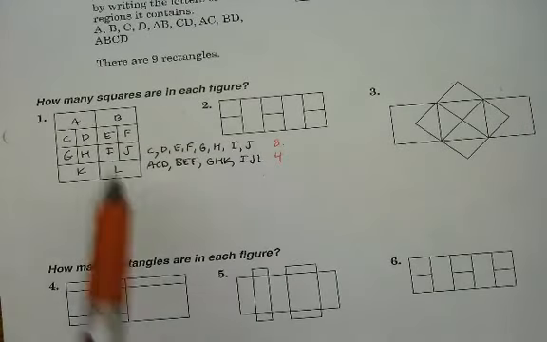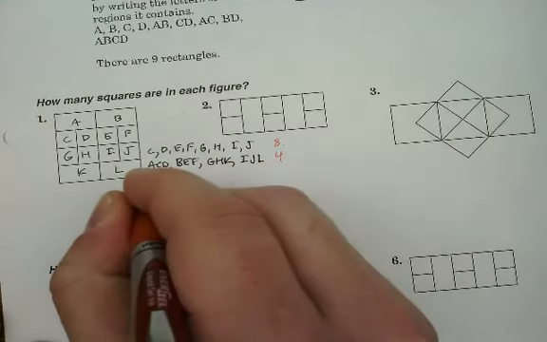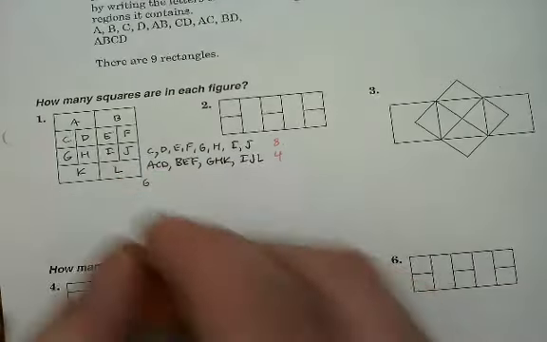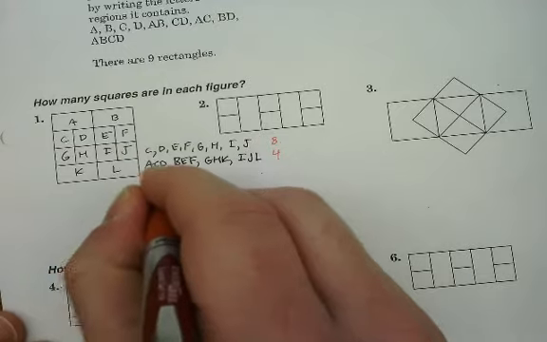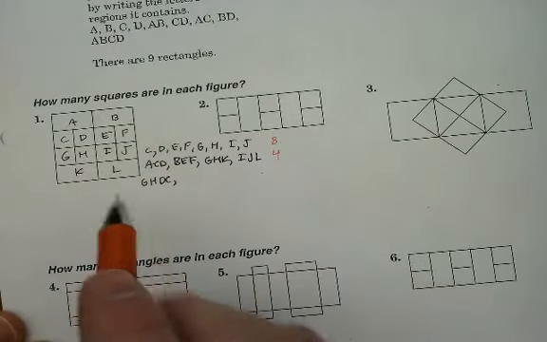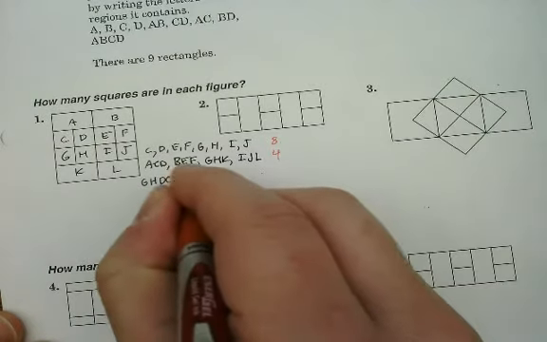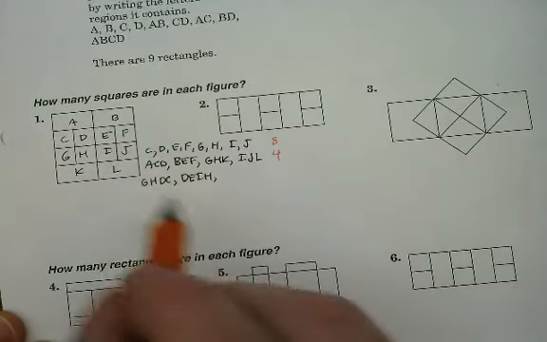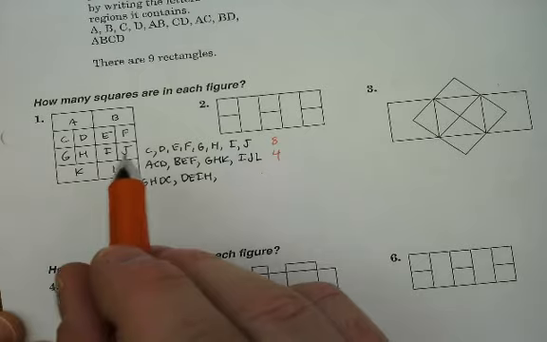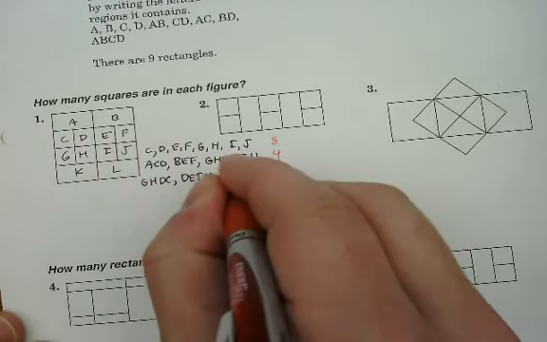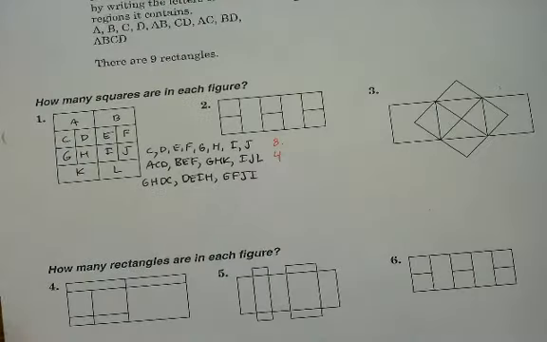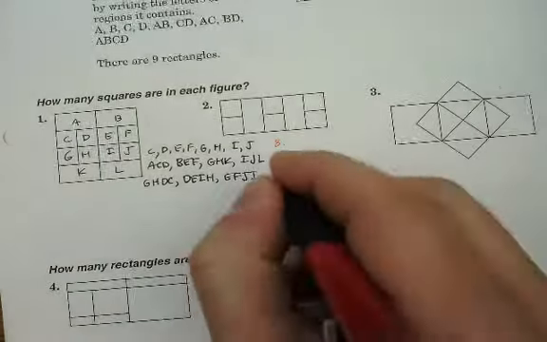Now bump up to 4 letters. You can make a square right here, C, D, H, G. I put a G first. You can also make a square with D, E, I, H. E, F, J, I. Those are regions with 4 letters that make squares. That's the only 3.